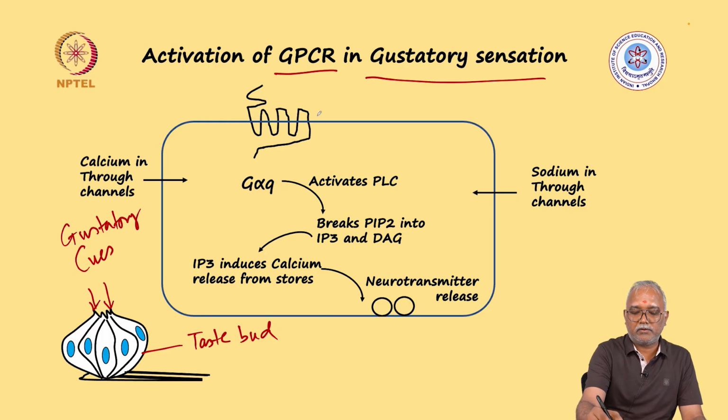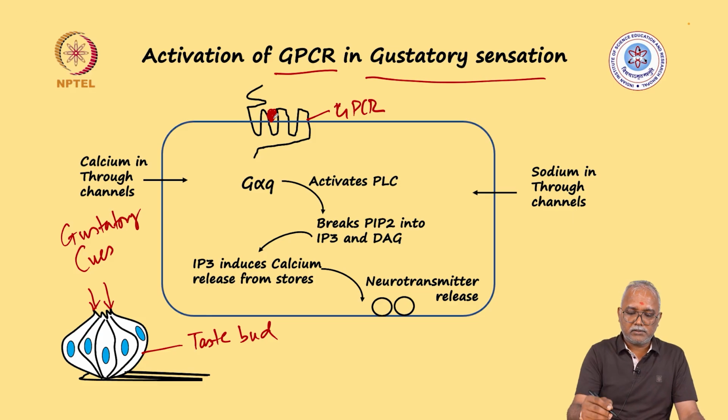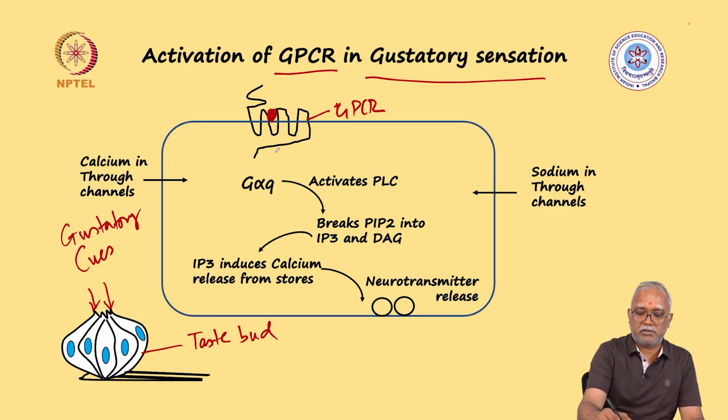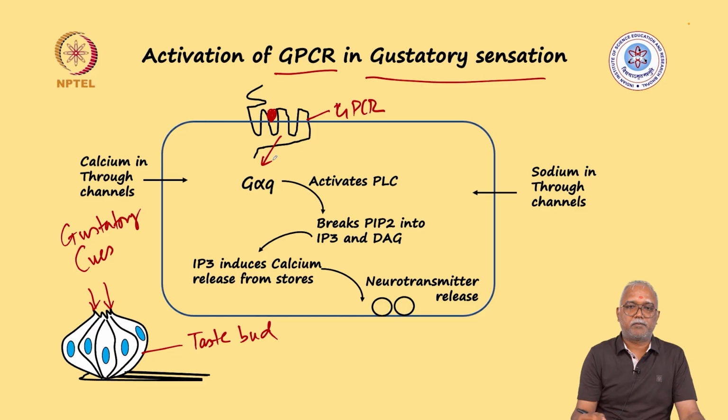So what will be happening? This is your receptor, a GPCR, which will bind to the taste entity and it will activate G alpha Q. We know that receptors have that GEF activity which will activate the G alpha Q, and this will activate PLC. This PLC will break down PIP2 into IP3 and DAG. IP3 will increase the calcium.